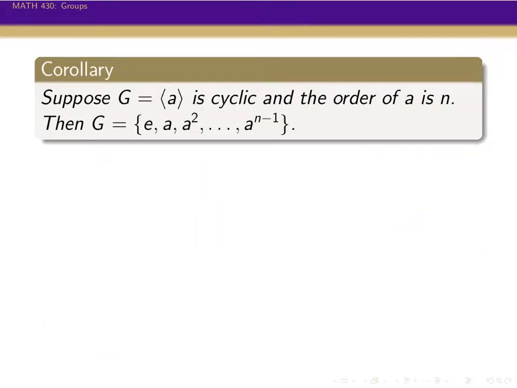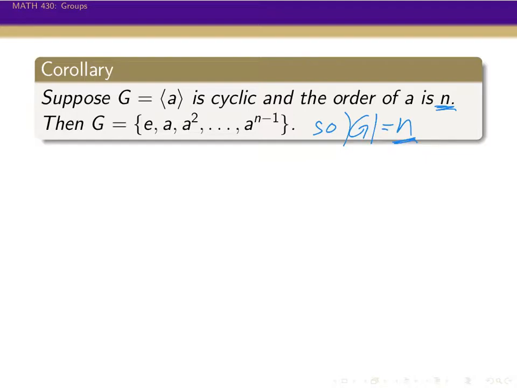Okay, now let's apply this specifically to cyclic groups. What we get is that if we have a cyclic group and the order of the element a is n, well, then the entire group is just the powers of a: the identity, and then the powers of a up to a to the n minus 1. And so G itself has n elements, where n is the same as the order of a. And this falls immediately from the last theorem.